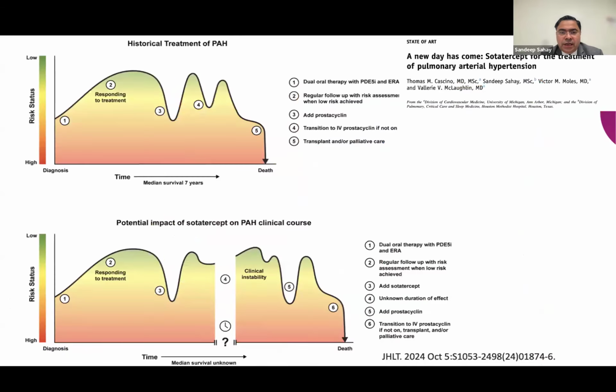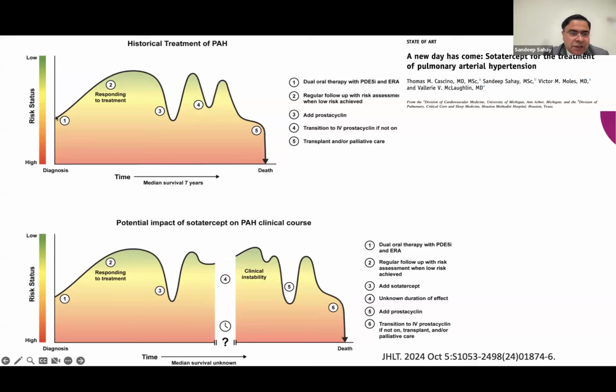Now, this is where we'll start talking about how we think Sotatercept is going to impact our treatment algorithm, and this is just more hypothesis generating. On the top part of the slide, you would see what we tried to show in this manuscript we published earlier this year: how our traditional treatment is and how it will be impacted with Sotatercept.